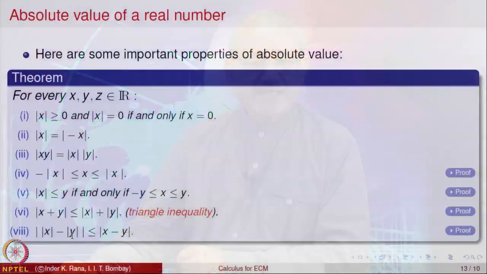It says, if you take a real number x and take a real number y, look at their absolute values. So, absolute value of x and absolute value of y. These are again points on the number line. The distance between mod x and mod y is less than or equal to the distance between x and y. So, this is another property of the absolute value.